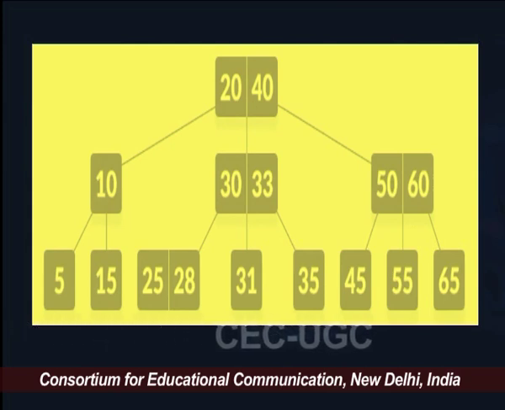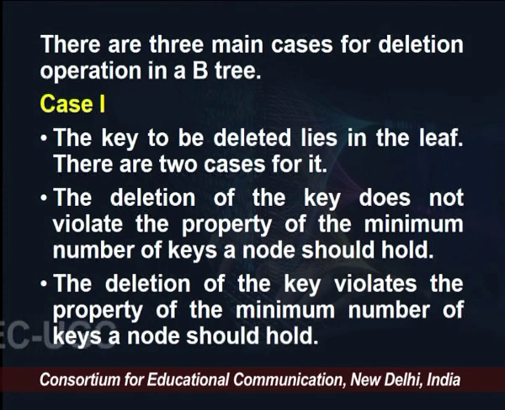Now the next case which comes up is the subcase of case 1. Case 1 says deletion of a key which is present at the leaf is going to trigger an underflow condition.